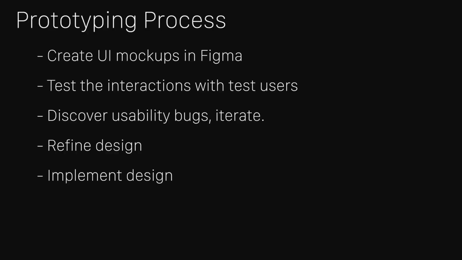Okay, so I'm going to explain a little bit about the prototyping process that I went through for this application. Basically, I started by thinking about what tasks I wanted to perform in this application. Then I would create UI mockups inside of Figma, and show those mockups to a small group of test users, and that would help me discover any bugs with the usability of the application. Then I could go back and refine the design and retest with users, and I repeated that process once or twice, and finally that led me to actually implementing the design that you see right now in Flutter.